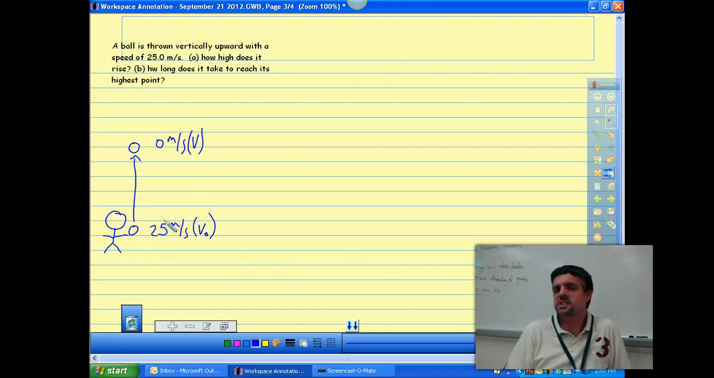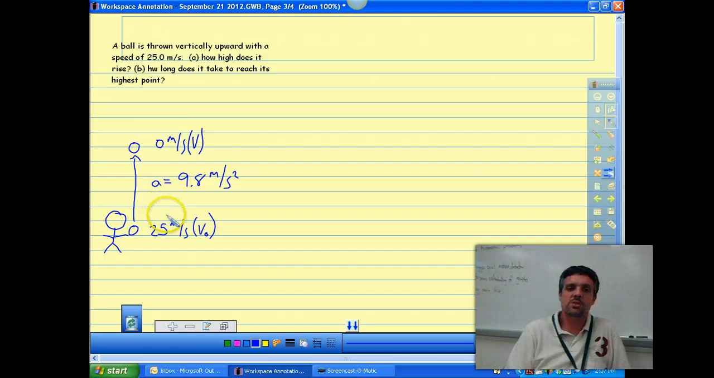Well, what slowed it down? The same thing that makes it speed up when it falls to Earth, and that's gravity. And we know that gravity speeds things up at 9.8 meters per second squared. Guess what? It also slows things down at that same amount. So that's another given. Look at that.